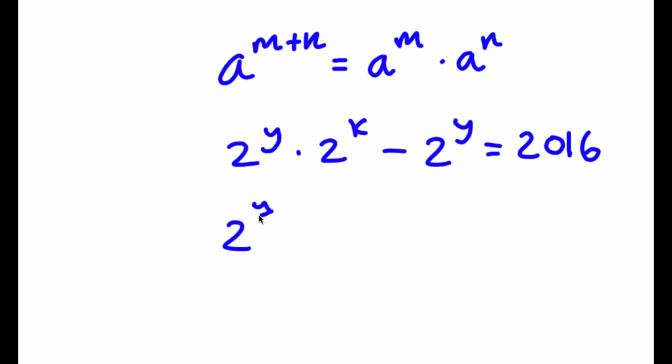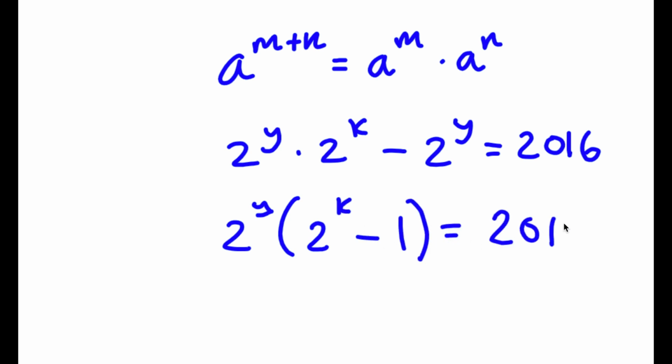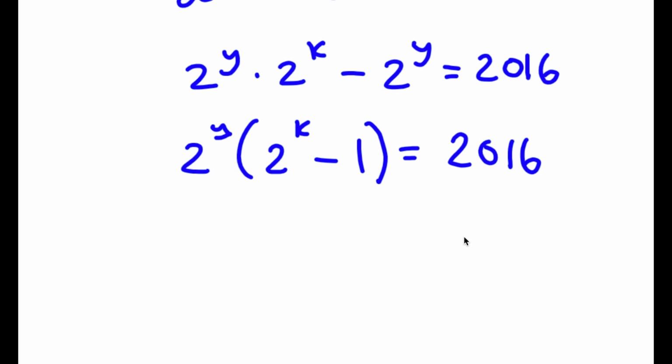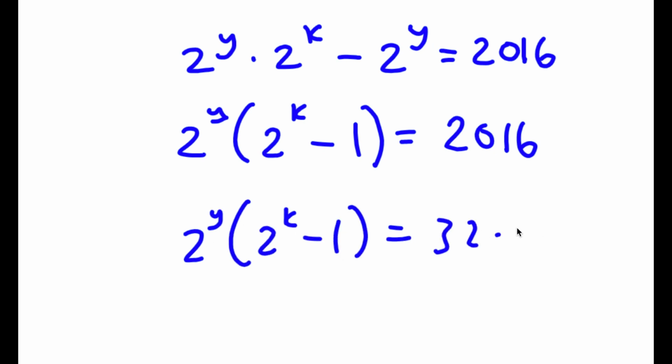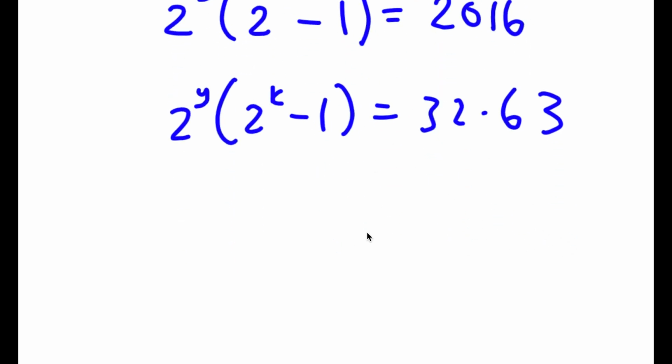Now, I can factor out 2 to the power of y. So I have 2 to the power of y times 2 to the power of k minus 1 is equal to 2016. Now, I can rewrite 2016 as 32 times 63. And now notice that I have an even number times an odd number.